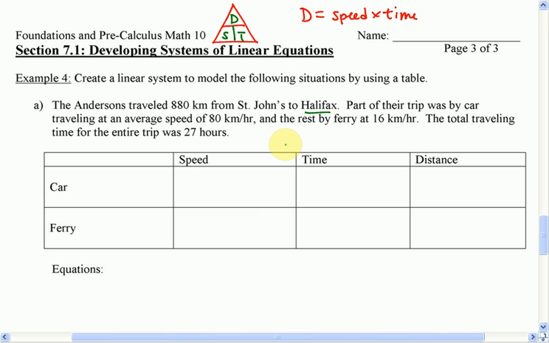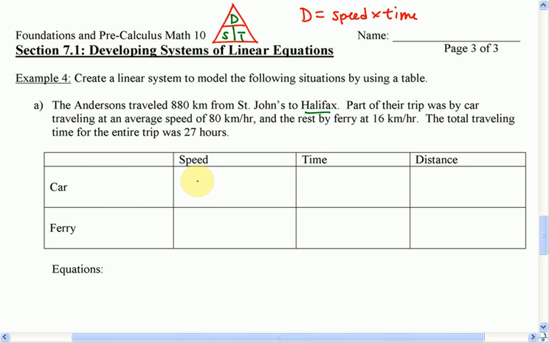Okay, part of their trip was by car, traveling at an average speed of 80 kilometers per hour, and the rest of it was by ferry. It says the total traveling time for the entire trip was 27 hours. All this information, I'm getting confused. I don't know what to do. Think about this. Can you tell me this? What's the speed of the car?